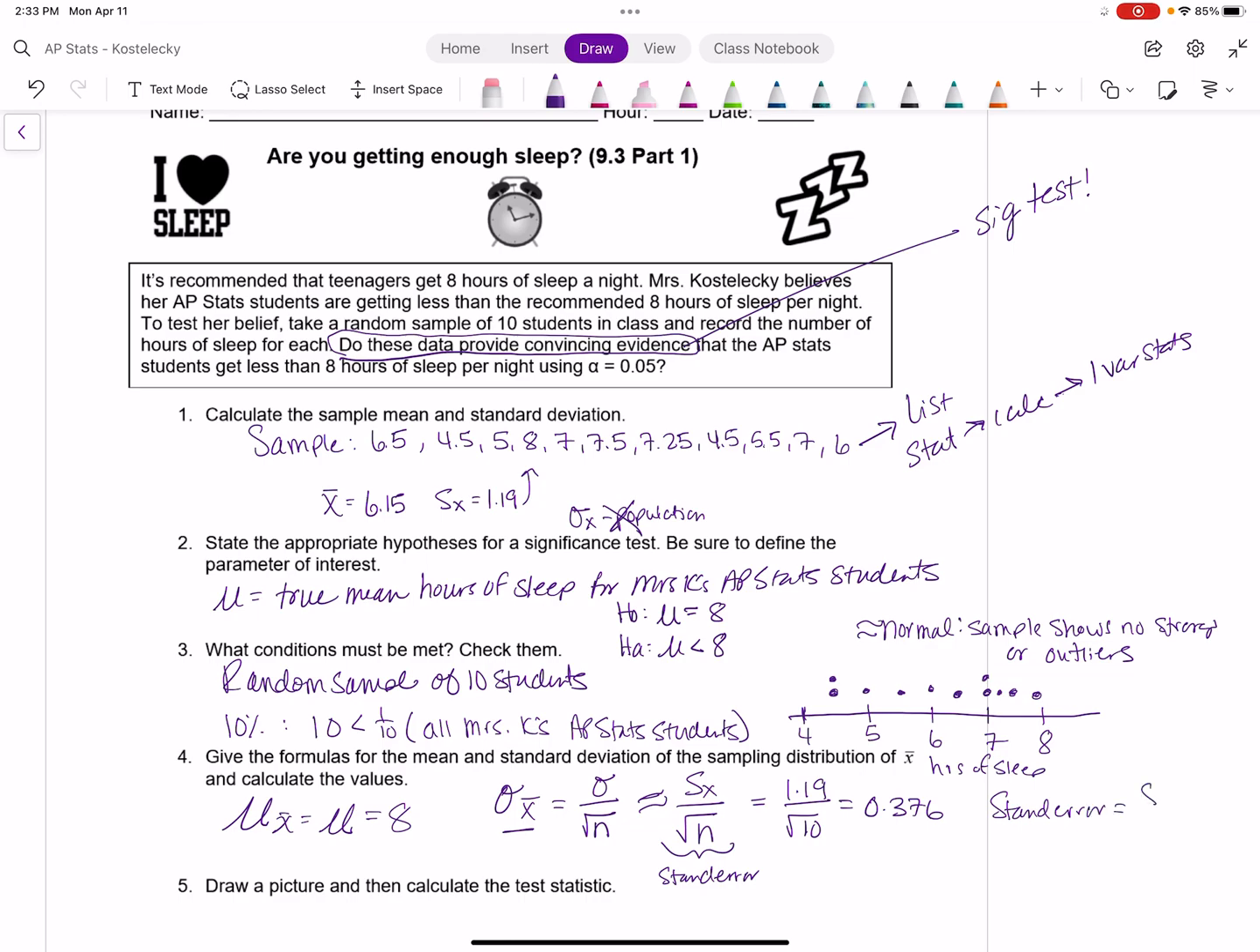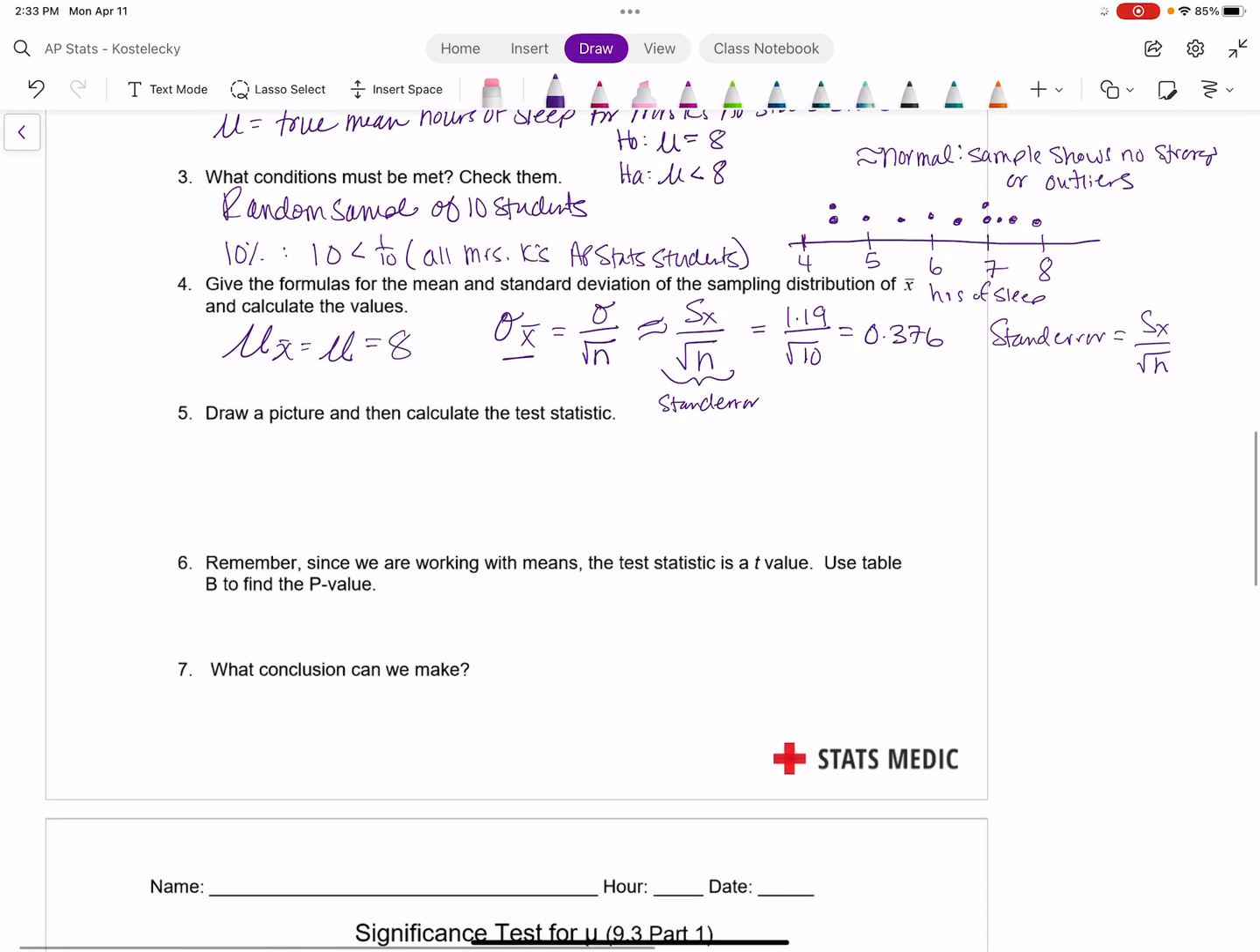That's going to be your S of x divided by square root of n. For drawing my picture, I'm going to do my normal curve, and we're going to say 8 is right here. And because we're doing a t, remember, these are means, we're going to be using t. So this is a t distribution, and my degree of freedom is going to be 10 minus 1.